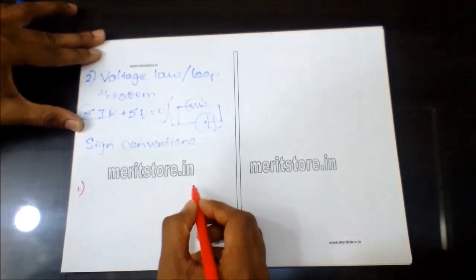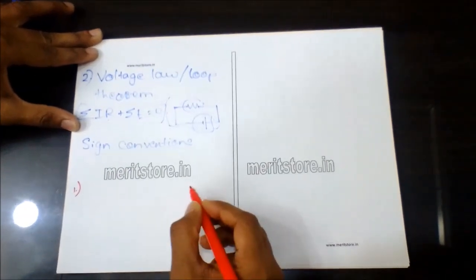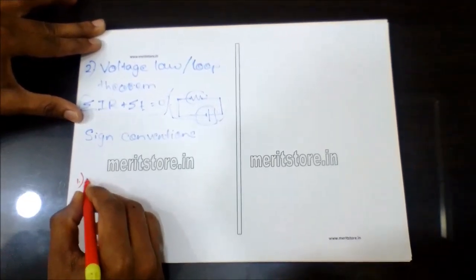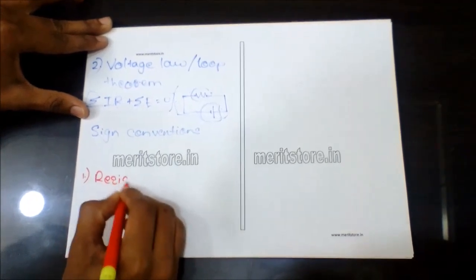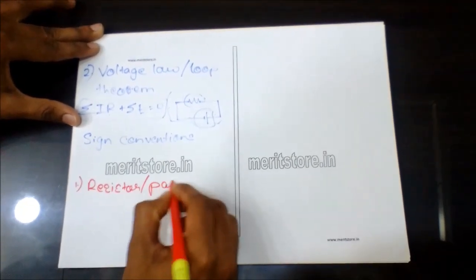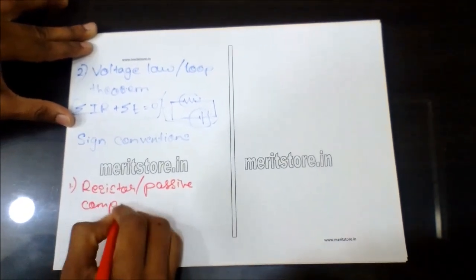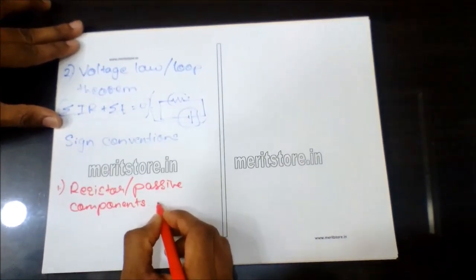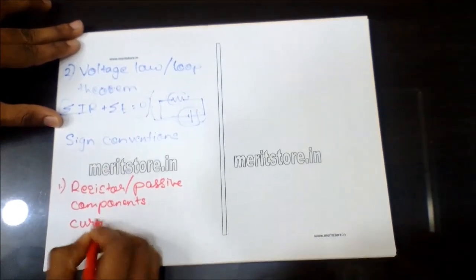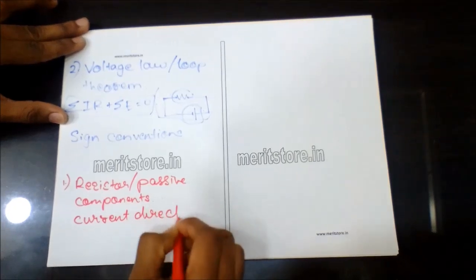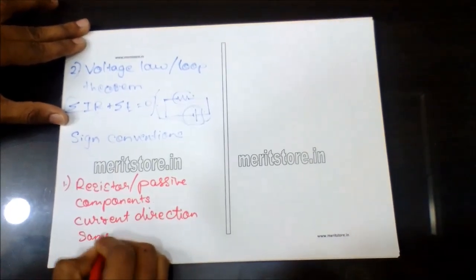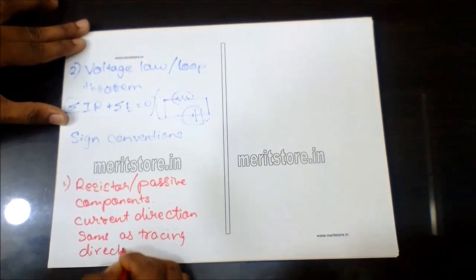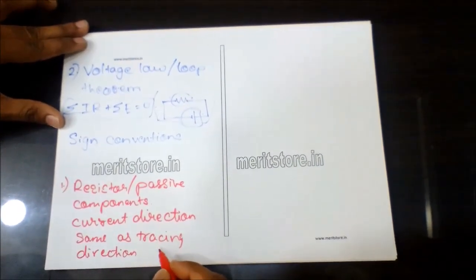When in a loop, trying to figure out the sign of the potential difference across a resistor or other passive components, if the direction of current is the same as the tracing direction, it is considered as negative.